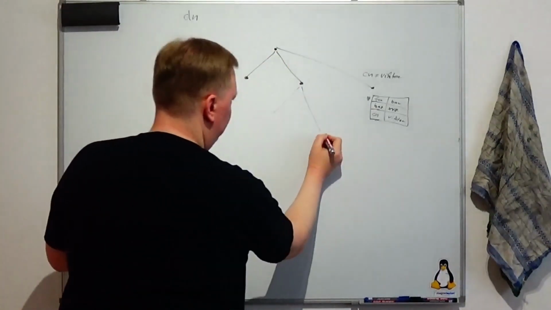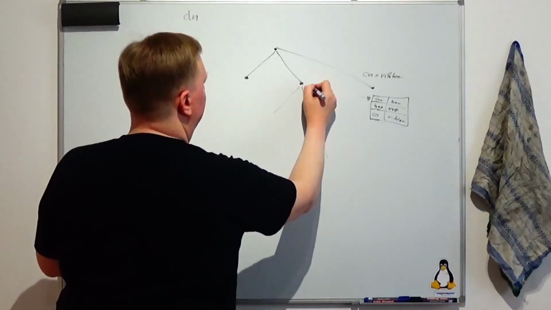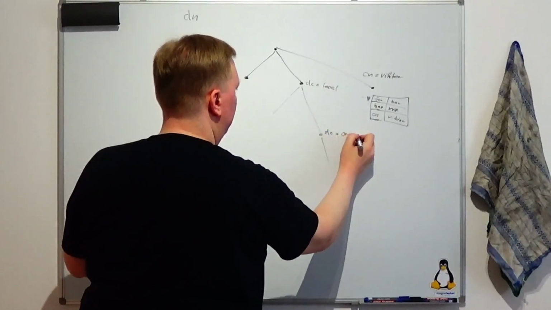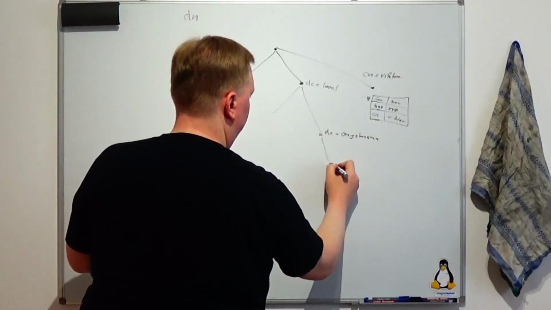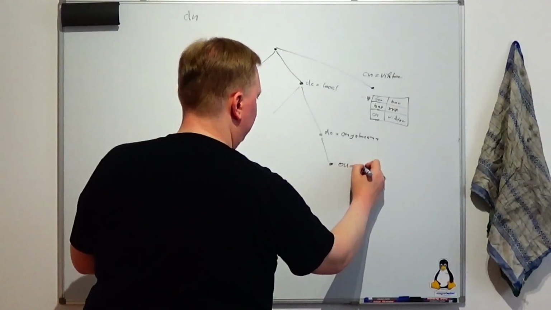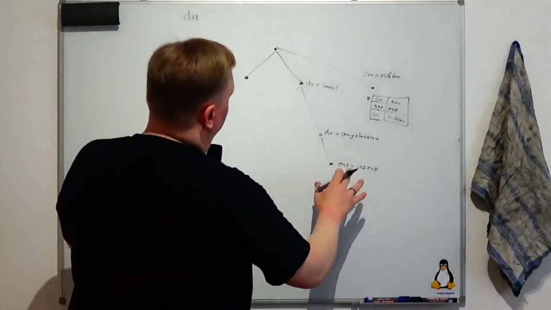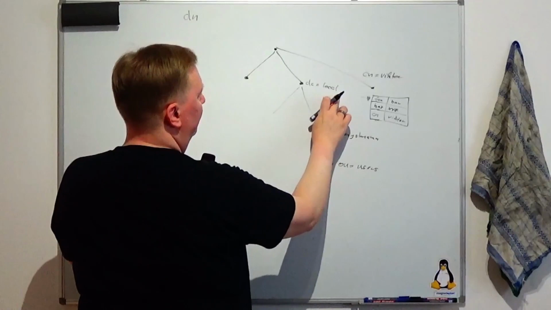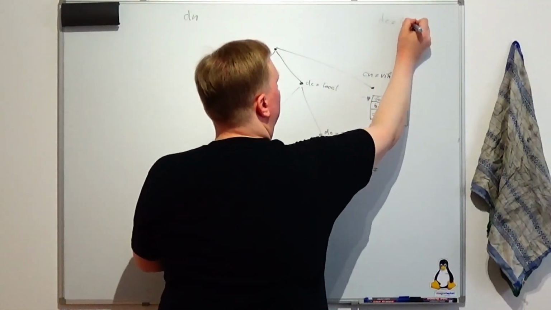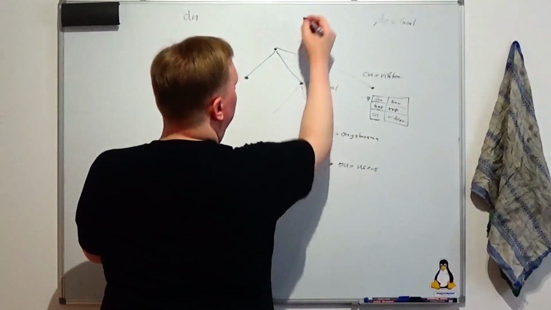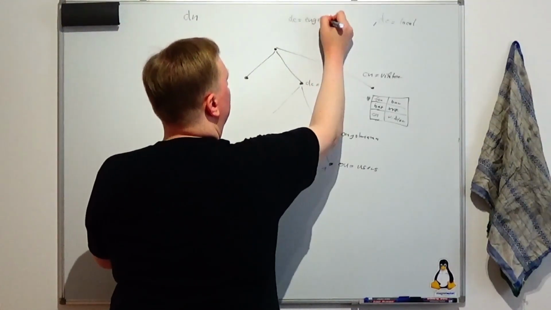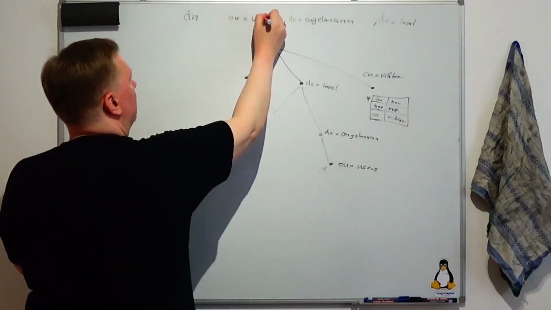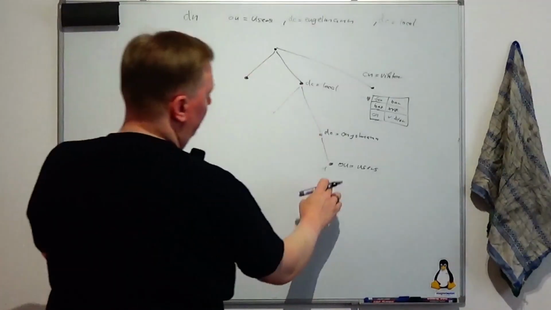And when you have something that's further down, you might have something like DC=local, DC=Engelmann, and then something like OU=users. This is written right to left, so if you want to reference this node here, you would take the first level, DC=local, comma, DC=Engelmann, comma, OU=users. So this would be the distinguished name of this node.